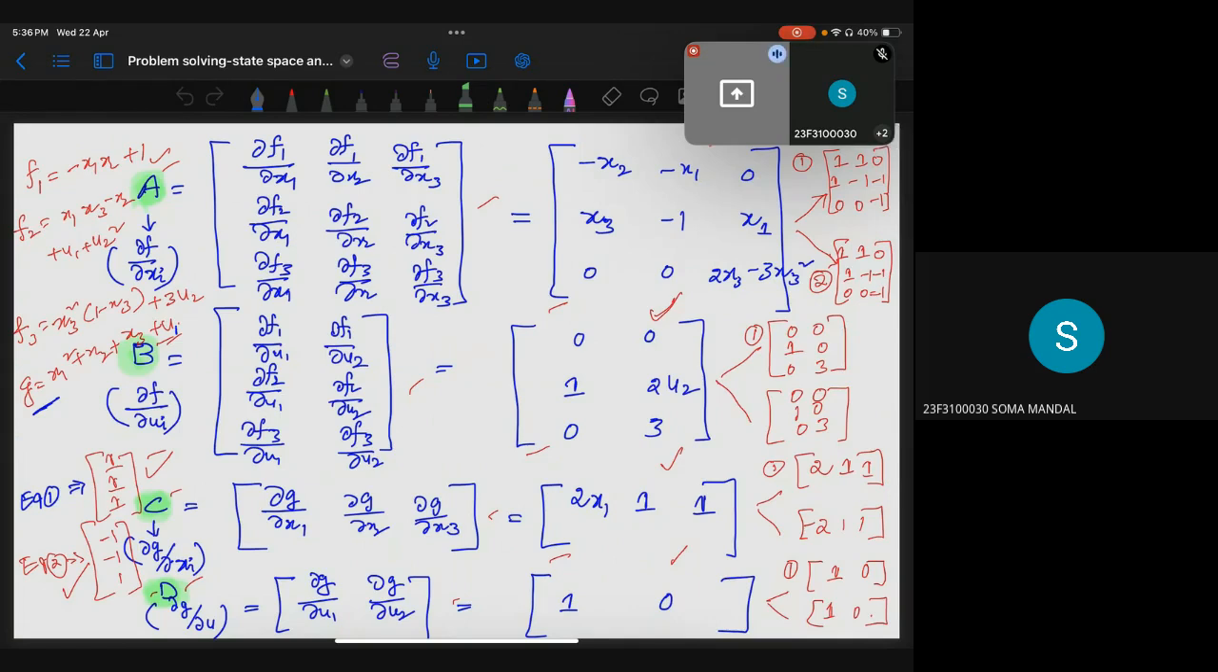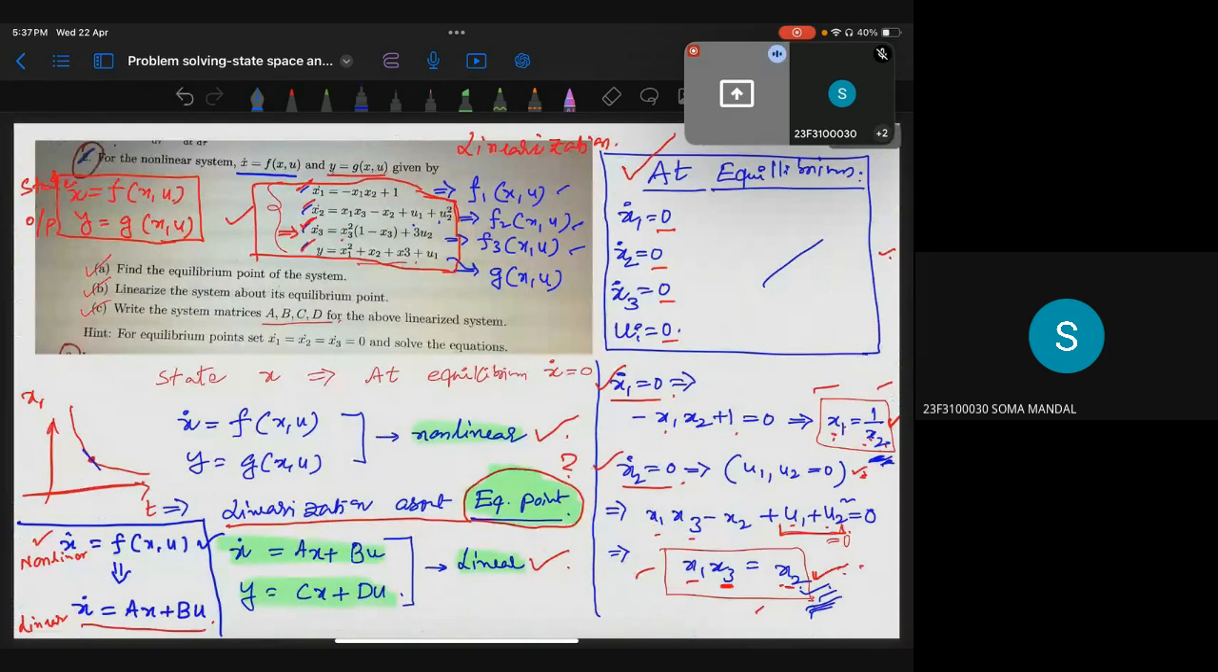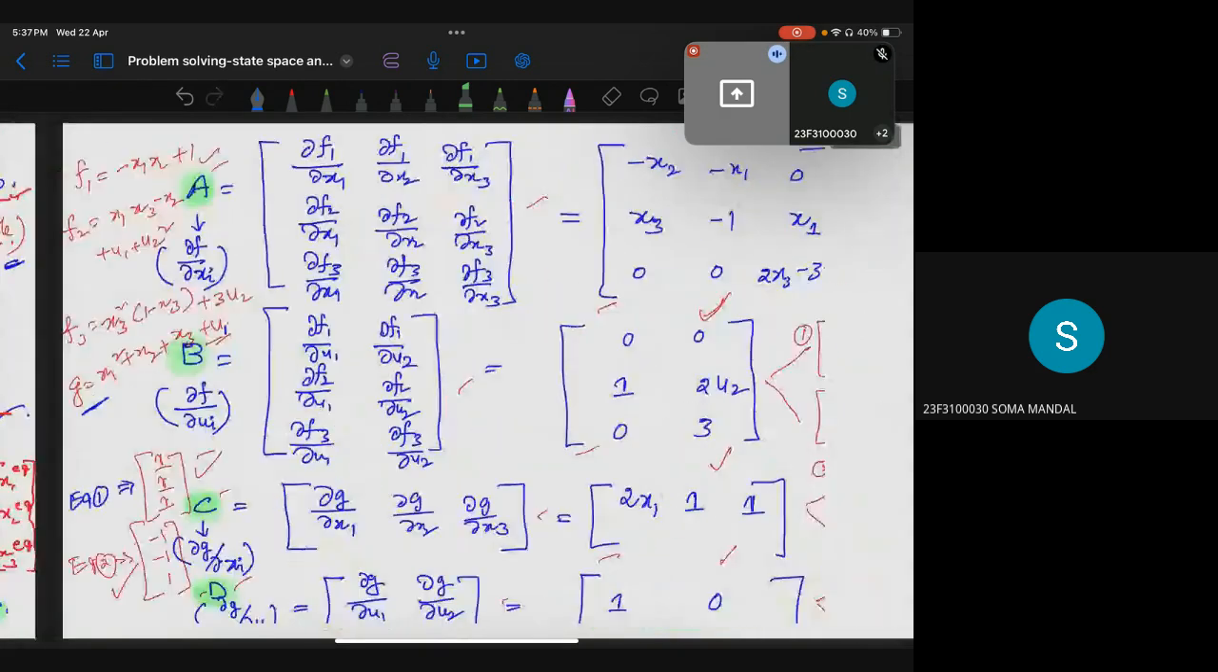Let me show you that. For the A matrix, first see what F1, F2, etc. are. I told you we are writing the equation in this way: x dot is equal to f of x comma u. Here the first equation is F1, the second equation is F2, F3 comes from the third equation, and G is from the output equation. Clear?